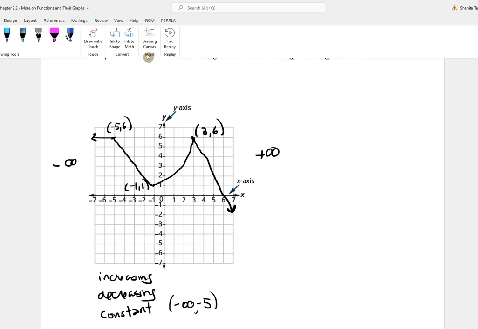Once we get to negative 5, the line drops, and it drops down to negative 1, so it's decreasing. So from negative 5 to negative 1 is a decrease. Once we get to that point, it looks like it swoops back up, and it goes to 3. So it's increasing, negative 1 to 3. And then at 3, we're going down, it's decreasing, and it looks like it's going from 3 all the way out to positive infinity.